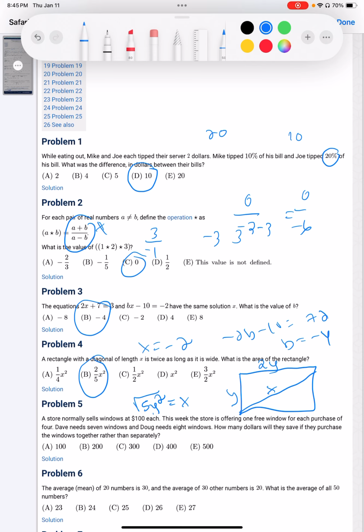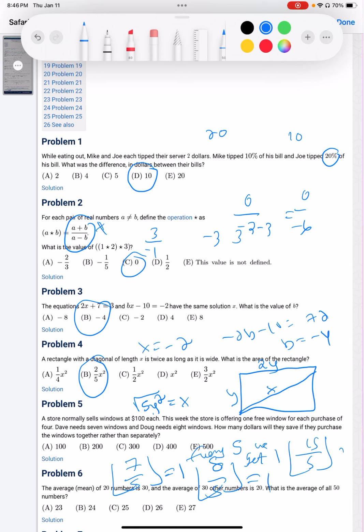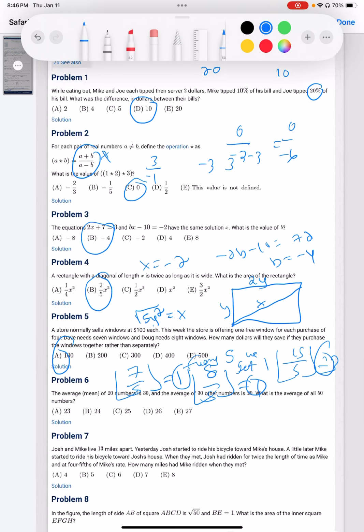Moving on. They sell windows for $100 each, and the store is offering one free window. Okay, so for each person, for every 5 windows we get 1 free. And so 7 windows, we can do 7 over 5 floor, so it's just 1. 8 over 5 floor, it's just 1. So 15 over 5 floor is just 3.